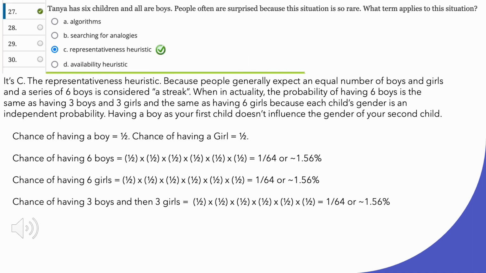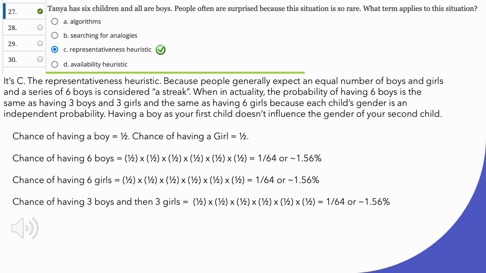It's C. The representativeness heuristic. Because people generally expect an equal number of boys and girls and a series of 6 boys is considered a streak, when in actuality, the probability of having 6 boys is the same as having 3 boys and 3 girls and the same as having 6 girls because each child's gender is an independent probability. Having a boy as your first child doesn't influence the gender of your second child.